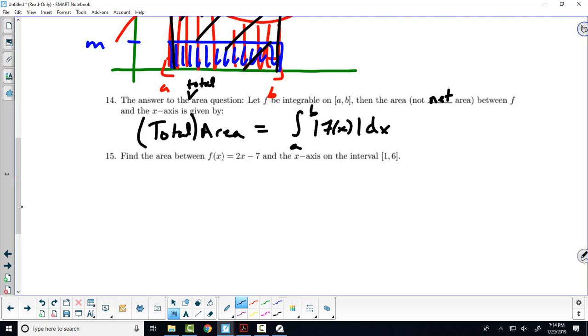How we doing, folks? And the net is just without absolute value? Mm-hmm. Sweet.